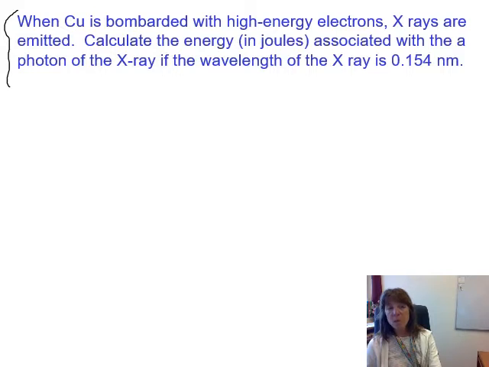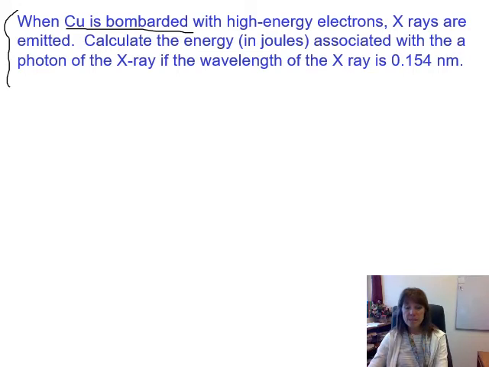And apparently when you bombard a copper metal with high energy electrons, electrons are moved around within that metal. And since they're moved around within that metal, other electrons fall to fill those empty spots.